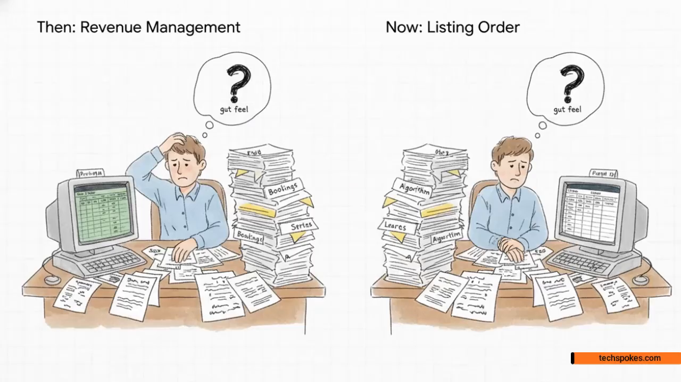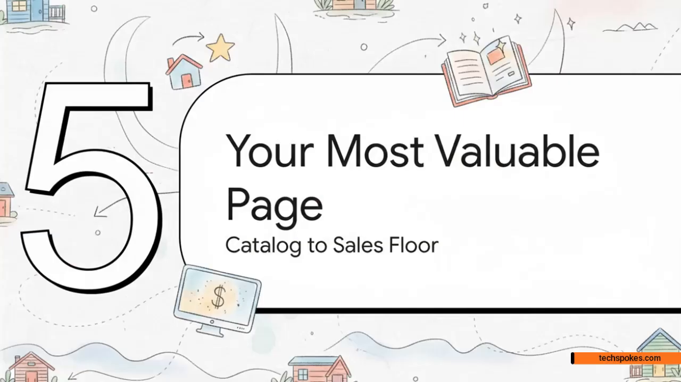You know, we've seen this movie before. This is exactly where revenue management was a decade ago, right? Before dynamic pricing tools came along and created a whole new category. Listing order is sitting in that exact same gap, just waiting for a solution to make it a must-have for every professional manager. So let's bring all this home and focus on the real opportunity here, which is all about transforming your most valuable digital asset.